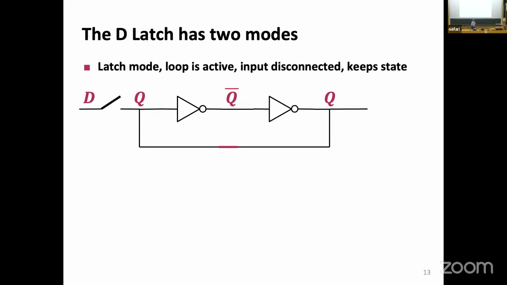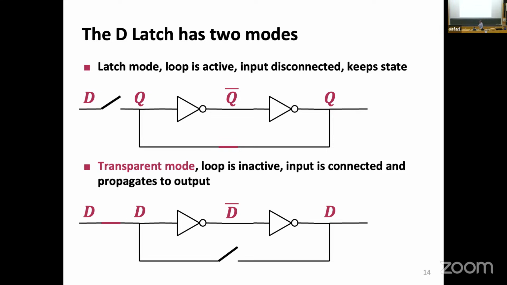Until the point where I want to memorize it, then I will switch the latch to what I call the transparent mode. Now the input will be connected all the way to the output. And to remove any bad influences, I'll just open the loop so that nothing is against this value. Nobody is fighting against it.